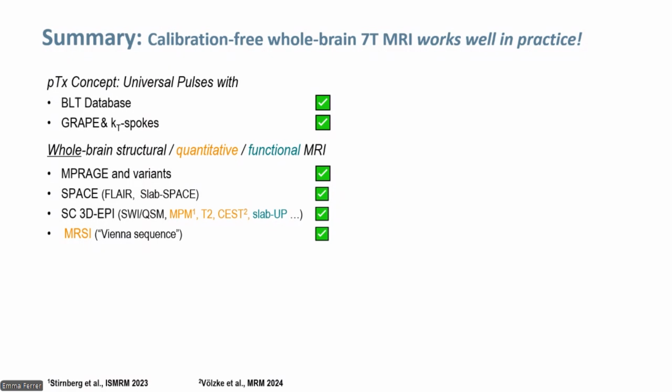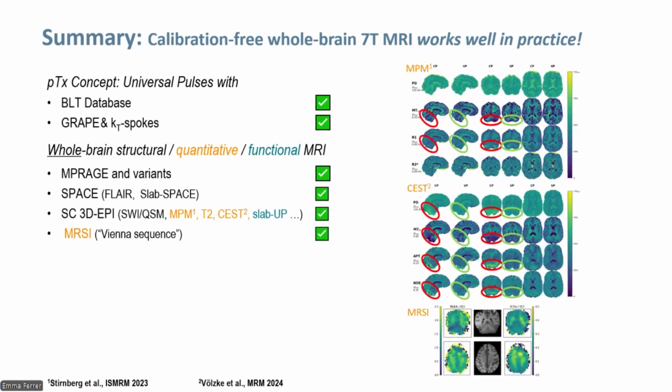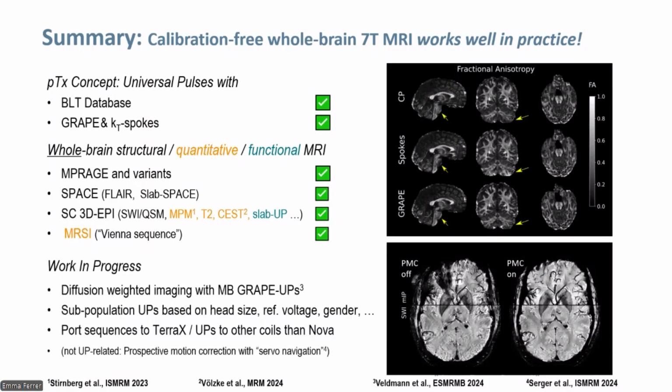Already summing up, I've talked about the universal pulses concept that we followed in the project, especially the GRAPE pulses and the BLT database. We have developed many sequences for structural imaging. I did not have time to talk about all the quantitative applications that really benefit from these pulses. And also we have more works in progress.